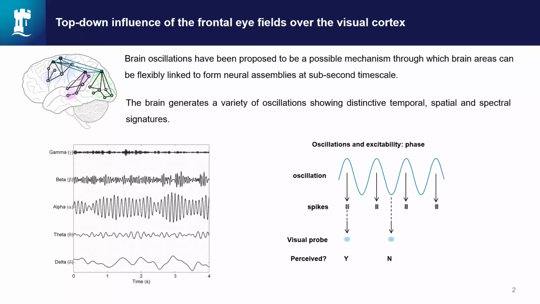So for example, if we are looking at the visual cortex and we show participants a visual stimulus, it's very likely that at that phase, participants are going to say, yes, I've perceived that stimulus. However, there is also a bad phase, which is the other one, on the right. If we present the same visual probe at that phase, it's very likely the participant will not perceive the stimulus because there are no spikes or a reduced amount of spikes. So this means that the cortex is less excitable.